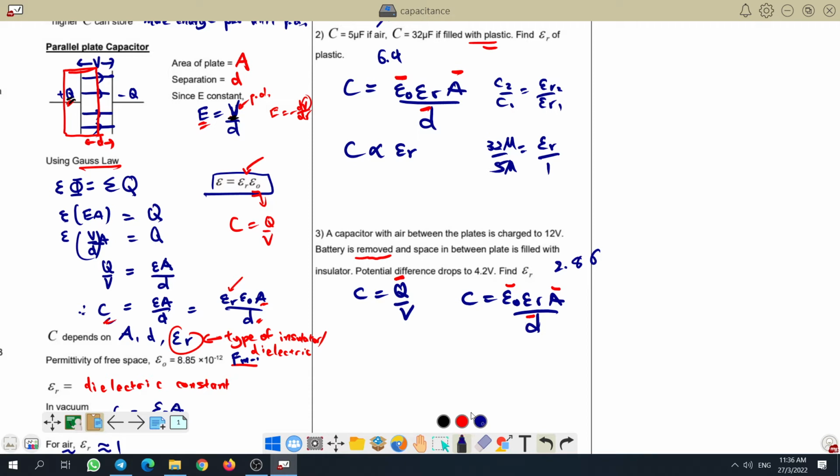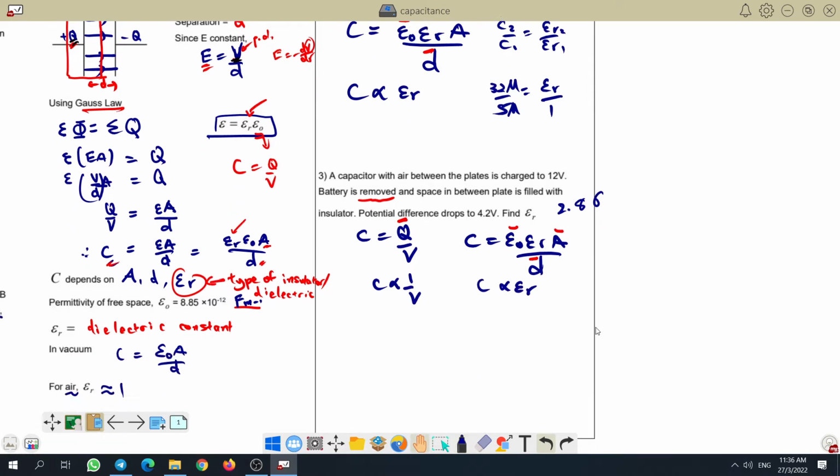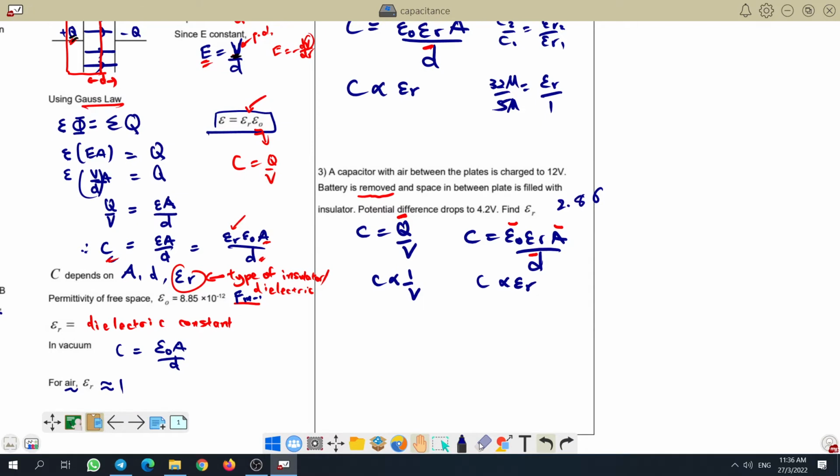So C proportional 1 per V, C proportional to epsilon R. So combine dia. So epsilon R proportional to 1 over V. Okay, then it becomes simple calculation. Okay, but it's bukan mathematics actually. Is you need to understand the physics what is happening. Dia disconnected, so Q nya tak boleh alih keluar, so Q is constant. Okay, but the V is affected by C because the C itself is changed.